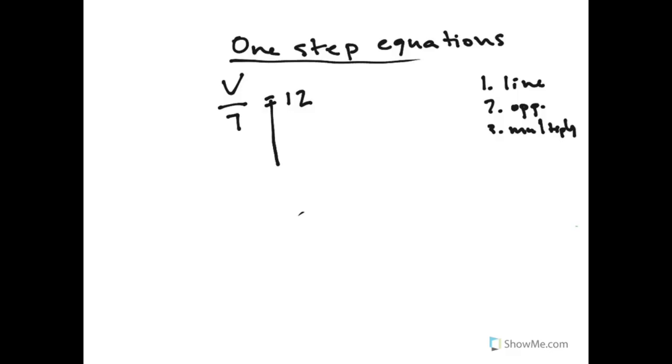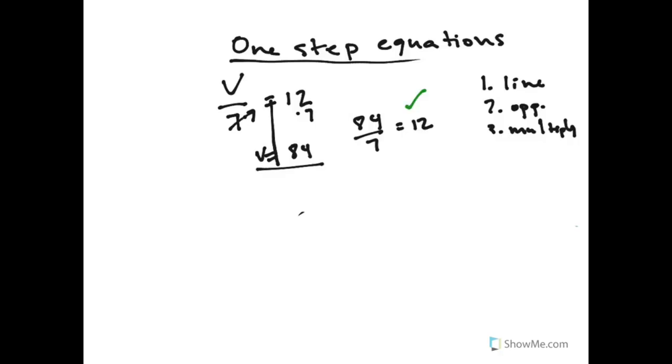So we're going to multiply by 7 on both sides. And then we're going to multiply by 7 here. v equals 84. So 84 over 7, divide by 7, divide by 7, 12 over 1, which is that 12 that we were looking for right there.